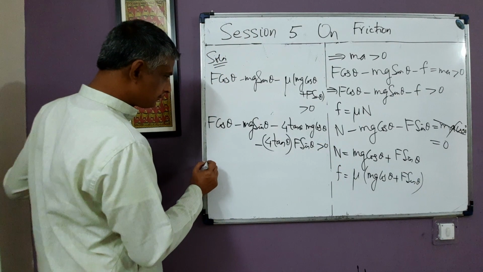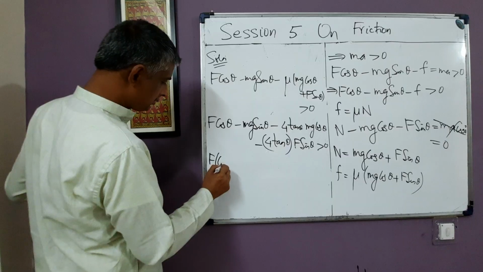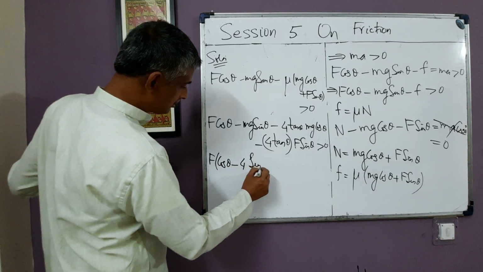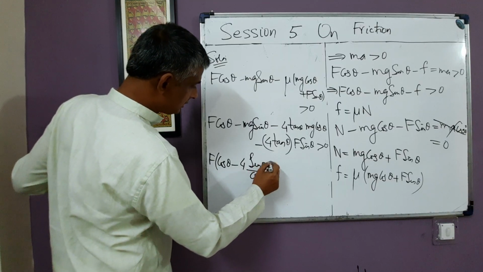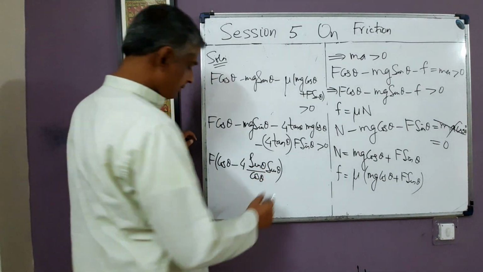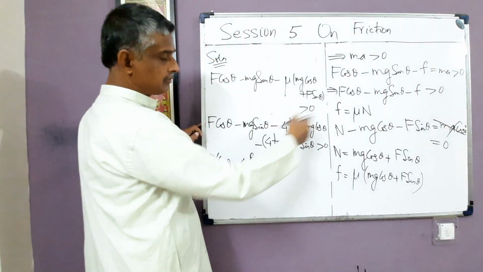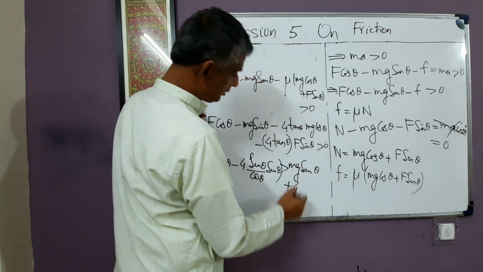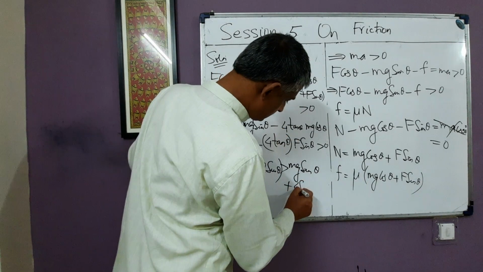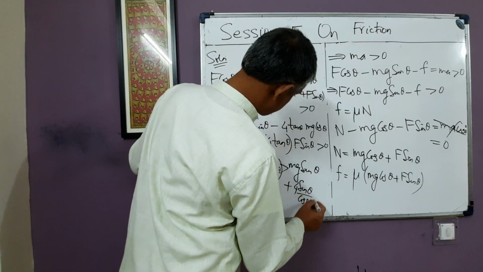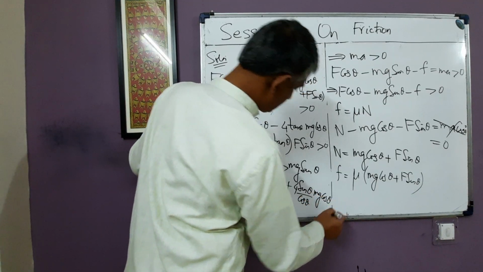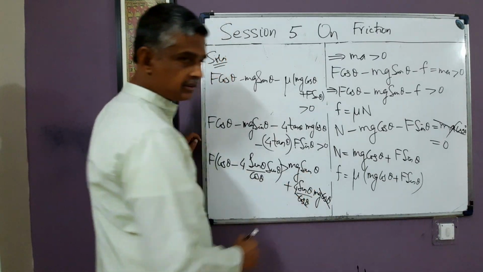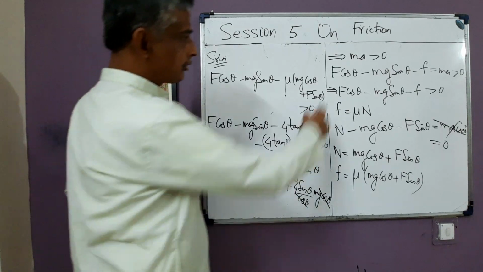Now I take F common here. Cos theta minus 4 tan theta becomes sin theta by cos theta into sin theta. This is more than mg, and these two terms I shift to that side. Plus 4 tan theta becomes sin theta by cos theta, mg cos theta. Now cos theta goes away. So right side becomes 5 mg sin theta.